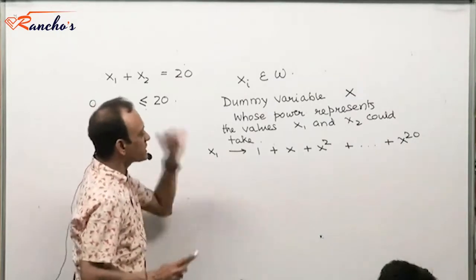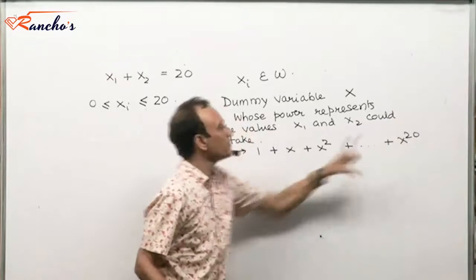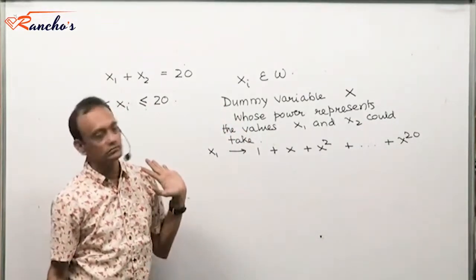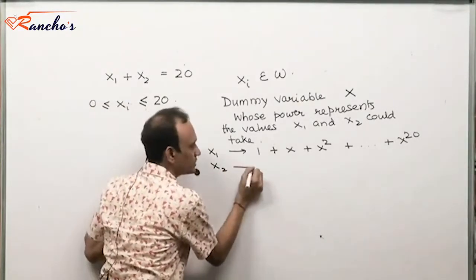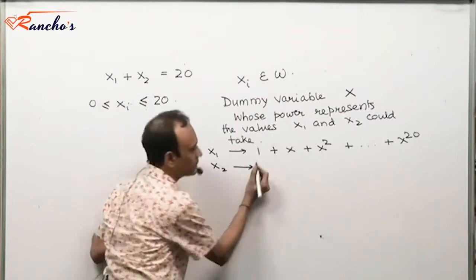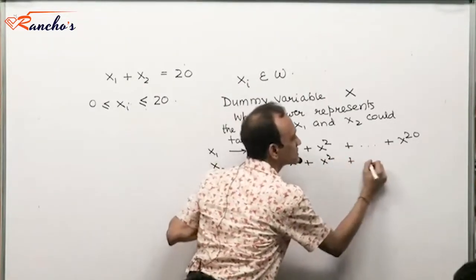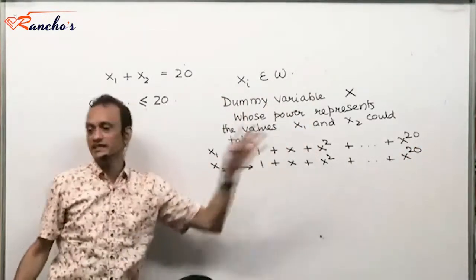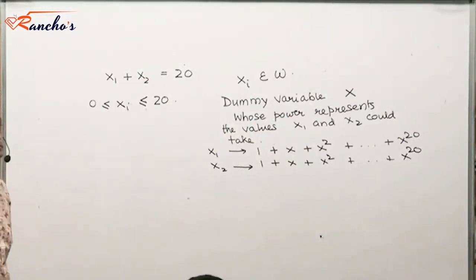All that I'm saying is I'm creating an expression in x whose various powers represent the various values these xi's could take. That's all. Similarly for x2, I define a polynomial of the same kind, 1 plus x squared plus x to the power 20. The powers represent the various values x2 could take. Yes or no?